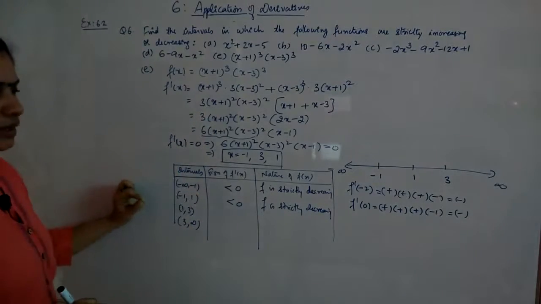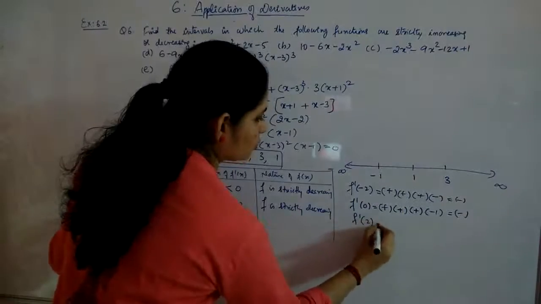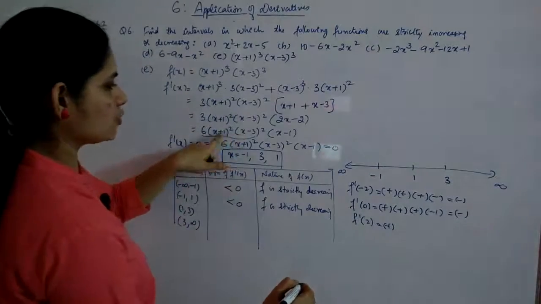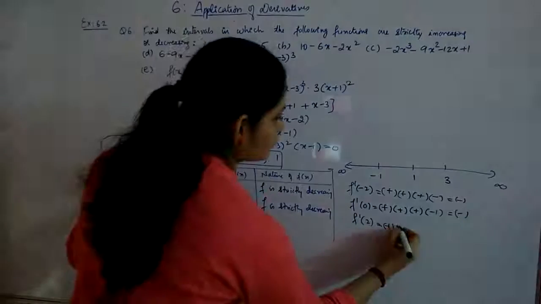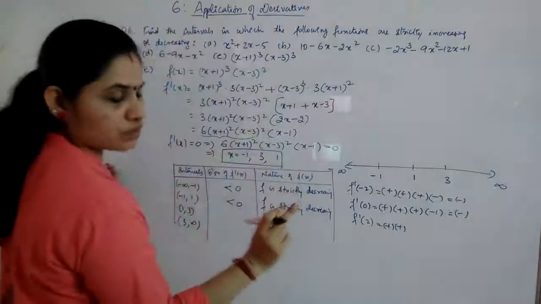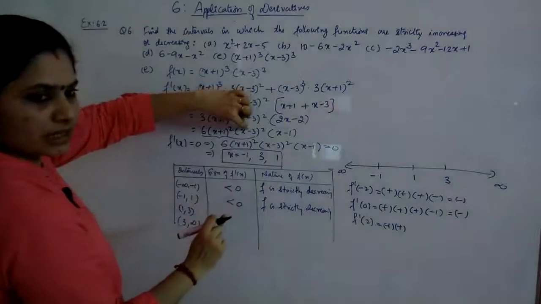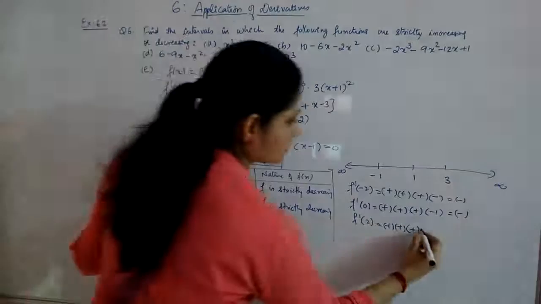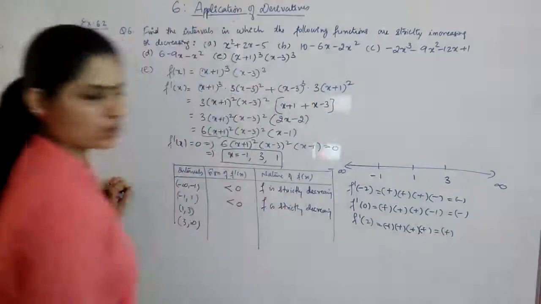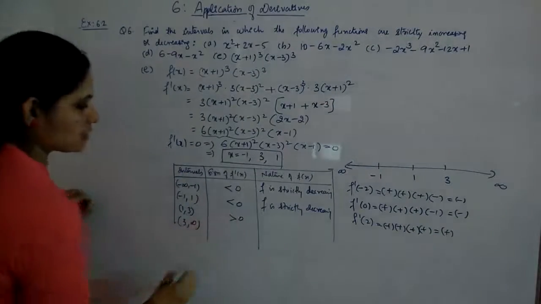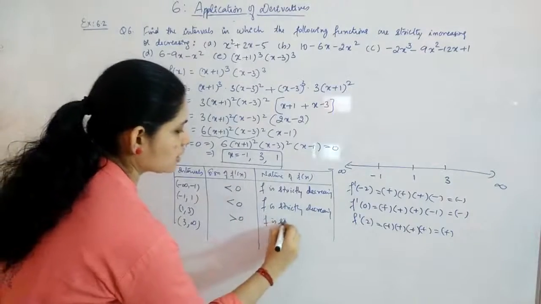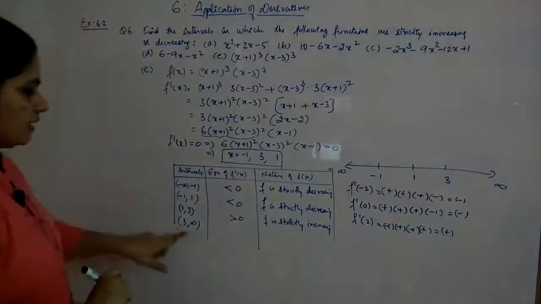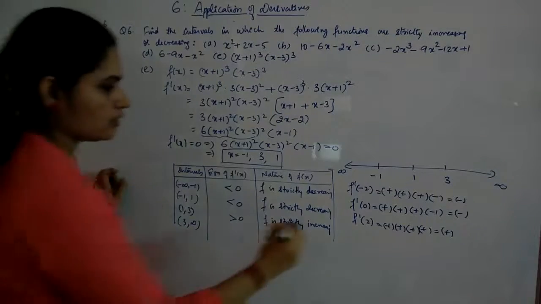Now for (1, 3) you can take 2, f'(2). Check again: the first will be positive. Next term again positive, 2 plus 1 is positive. 2 minus 3, but the whole square will give you positive. Otherwise, if the whole square is not there, then this would be negative. So this is positive, and here you will have 2 minus 1, which is again positive. So all are positive, which means in total you are getting positive. So it is greater than 0 in this interval. That is, the function is strictly increasing in this interval.